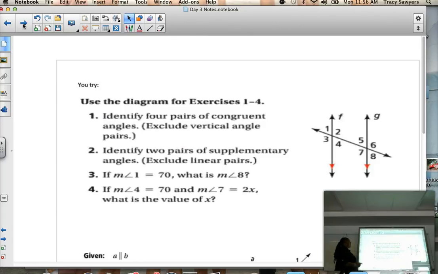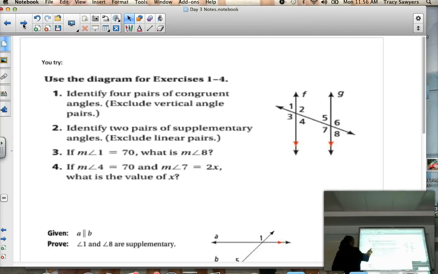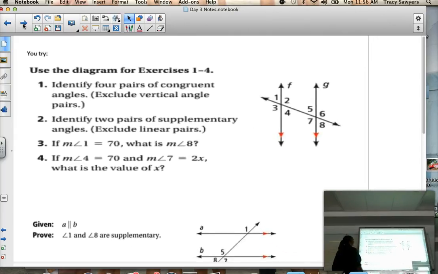Okay, now we're going to use what we just talked about. May I move this over, you think? Yes. Do you all have this next? No. We had this next. Okay, should I go back?